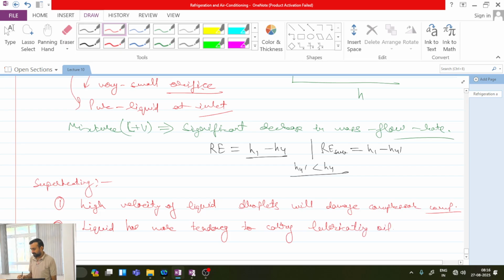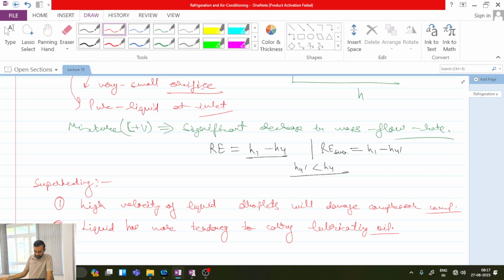You can simply understand that if you have a vapor medium present in this room, and there are some dust particles also, your dust particles will not stick to the vapor. But if there is a fine liquid droplet present and there is a dust particle, the dust particle will immediately try to stick to the liquid. Okay, so in a similar way, liquid tries to carry the lubricating oil, and that will decrease the lubrication and increase the friction in the piston cylinder arrangement.